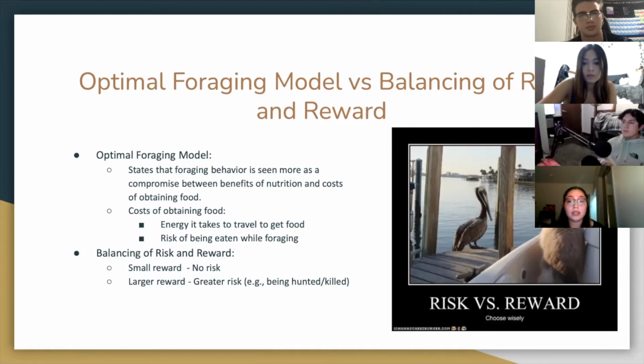And then the balancing of risk and reward is they would rather have a small reward because there's basically no risk. And if there's a large reward, then there's a greater risk of them being hunted or killed.